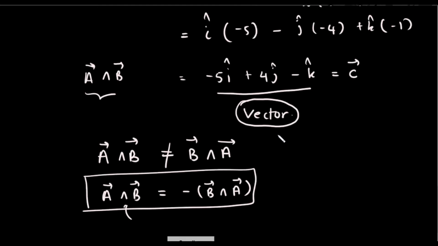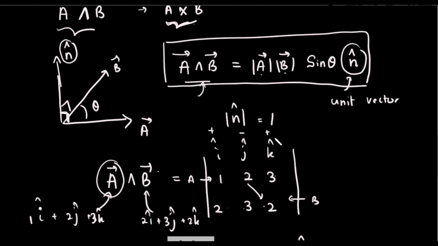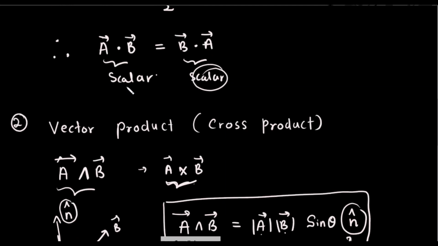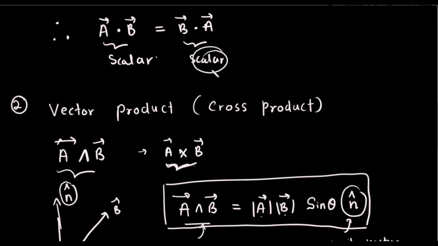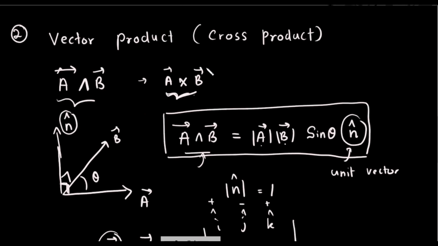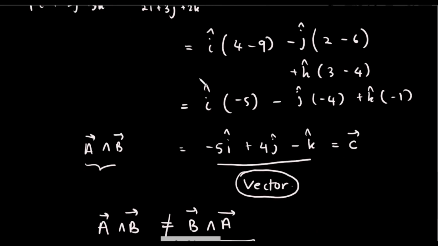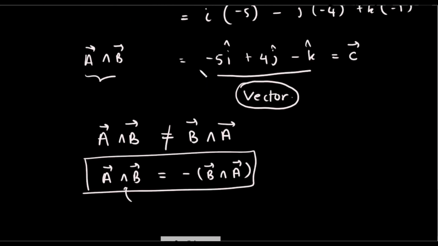Like previously, for the scalar product we wrote a dot b is equal to b dot a, because we always get a scalar for the dot product, so we do not consider direction when we talk about scalars. I hope you understand this clearly. In the next video I'm going to do vector algebra. Thank you very much.